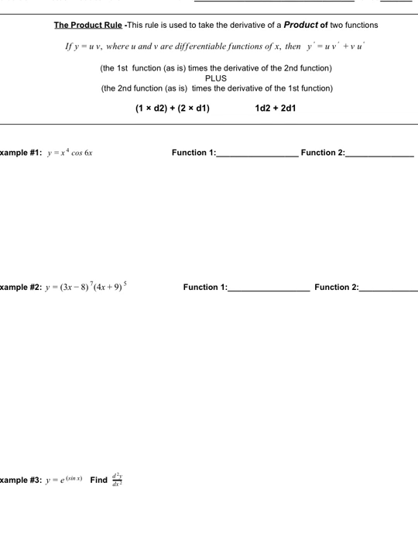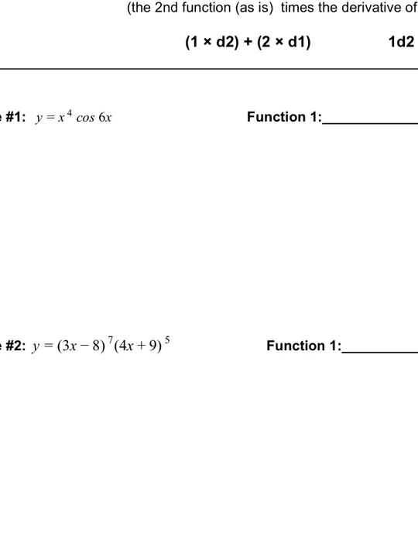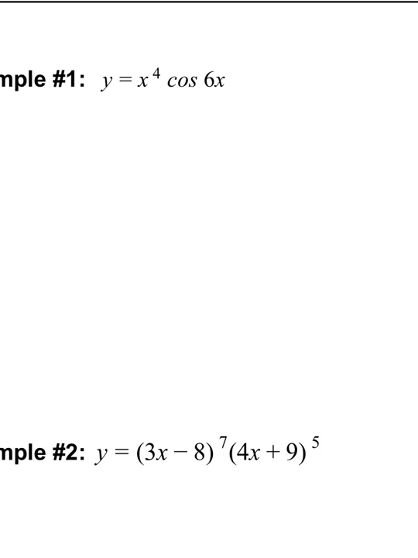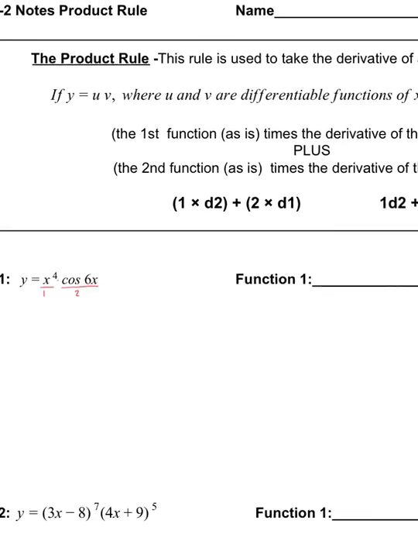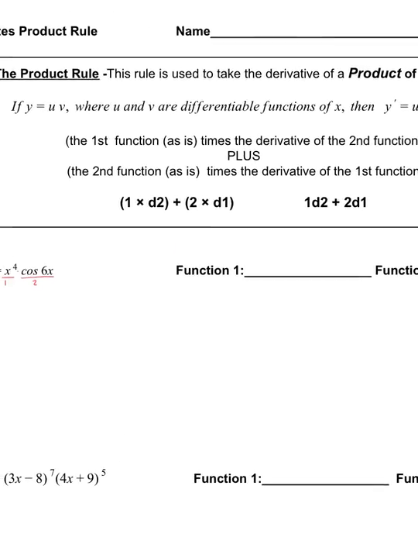multiplied together. For instance, if we look at this first example right here, we have two functions multiplied together. We have x to the fourth times cosine of 6x. So we have this first function, and then we have this second function. The first function, x to the fourth, is a polynomial term. The second function is a composite function, the cosine of 6x. To take the derivative of this type of function, we use the product rule.